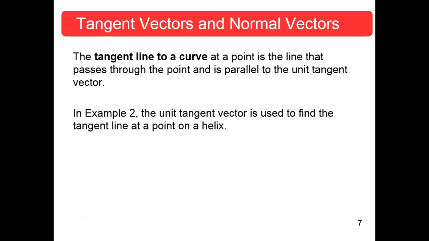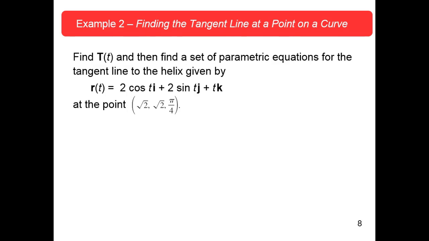The tangent line to a curve at a point is the line that passes through that point and is parallel to the unit tangent vector. Okay? In example 2, the unit tangent vector is used to find the tangent line at a point on a helix. That's sort of a spiral going up. So this is obviously a space curve, not a plane curve like the last one was. So let's see what that does.